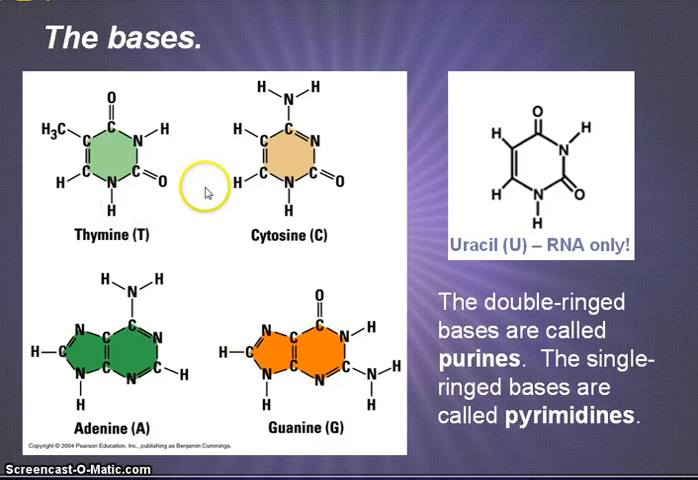So you can see these all have a little bit different shape. They're slightly different, even though C and T look kind of similar, but you can see by the things that are bonded to them, they're not quite the same. Same with adenine and guanine, not quite the same, but they do look similar.